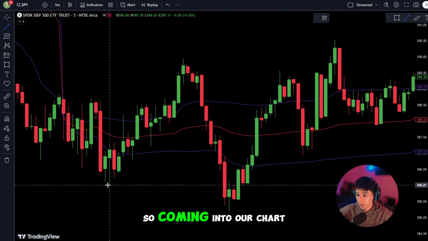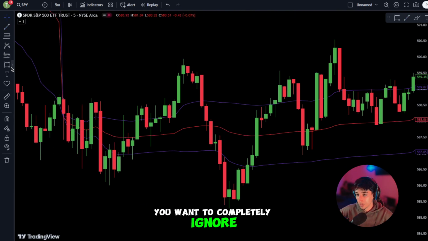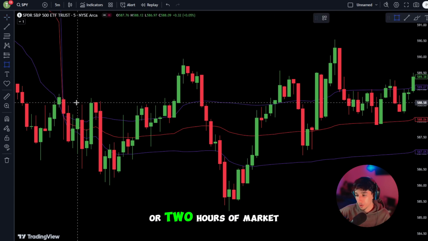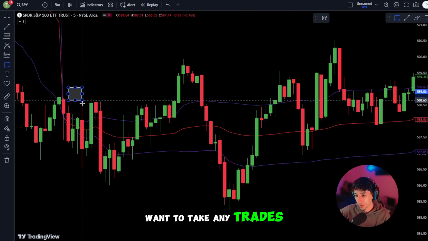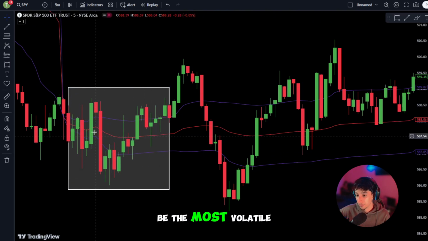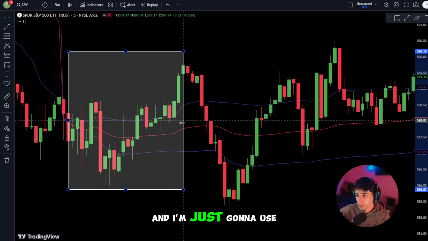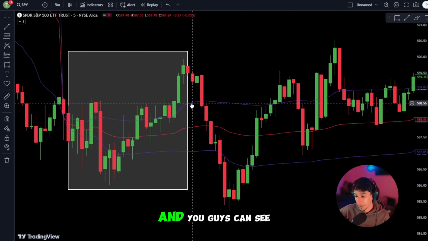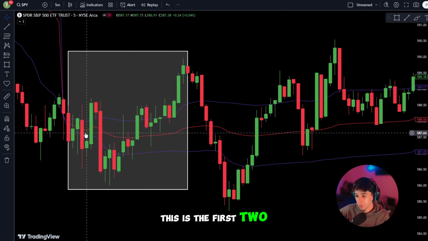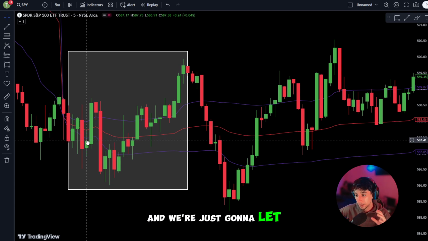So coming into our chart here, first thing you want to do is completely ignore the first few hours or 2 hours of market open. You are not going to want to take any trades because this is going to be the most volatile and uncertain time during the markets. And I'm just going to use this zone to map out the first few hours, and you guys can see this is the first 2.5 hours of market open here that we are not going to trade, and we're just gonna let play out.